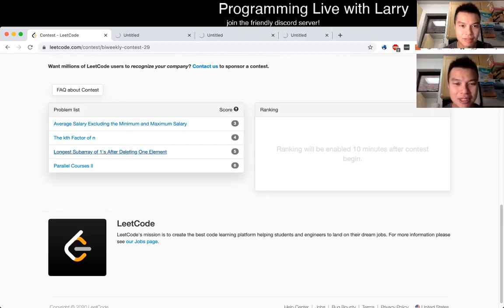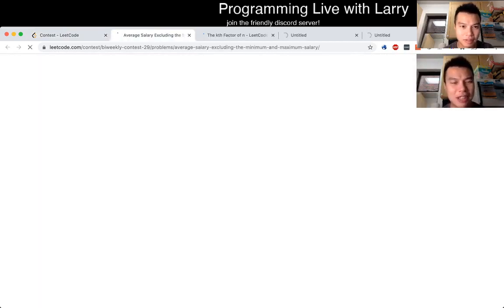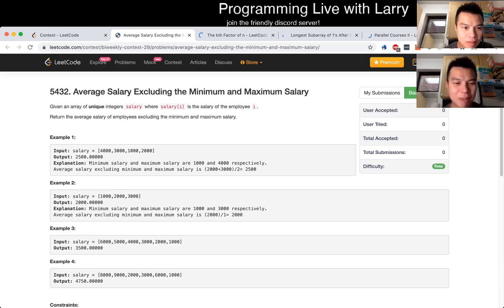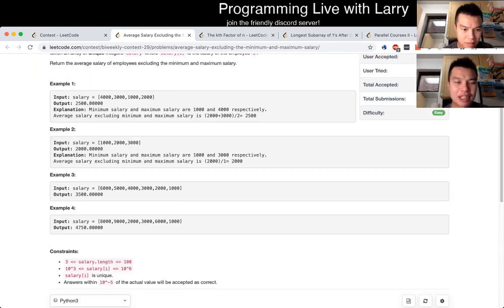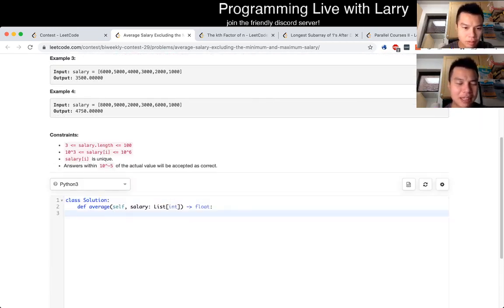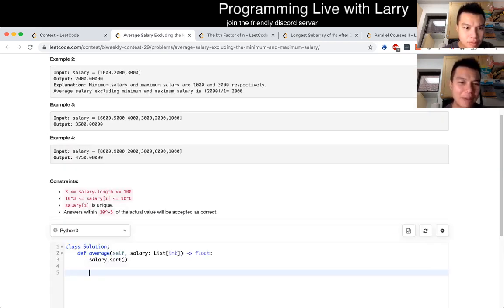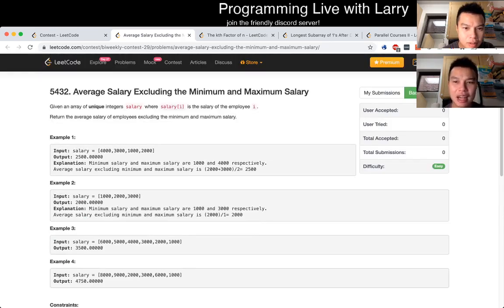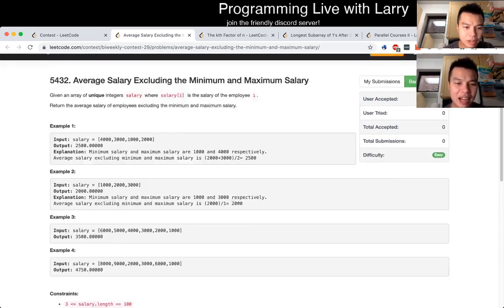All right, part 1, or Q1. Average salary excluding minimum and maximum salary. So this problem seems pretty straightforward. The only thing that I double checked was whether elements were unique. That's kind of what I look up and down for. I was wondering what happens when it is not unique, but as soon as I saw that it was unique, it didn't matter.